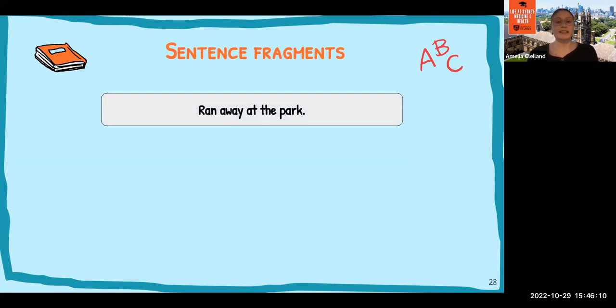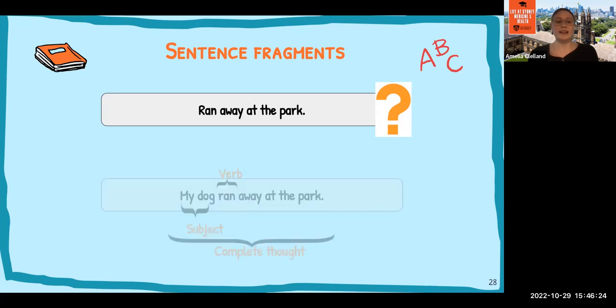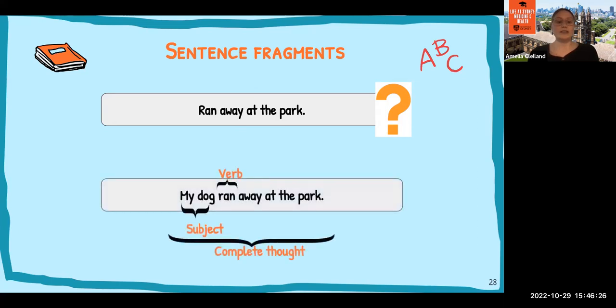This sentence is missing the subject. We are left wondering who ran away at the park. The simplest way to correct sentence fragments is to identify the missing element of the sentence and include it. In this example, it was the subject or the who that was missing. The revised sentence might look like this. My dog ran away at the park.